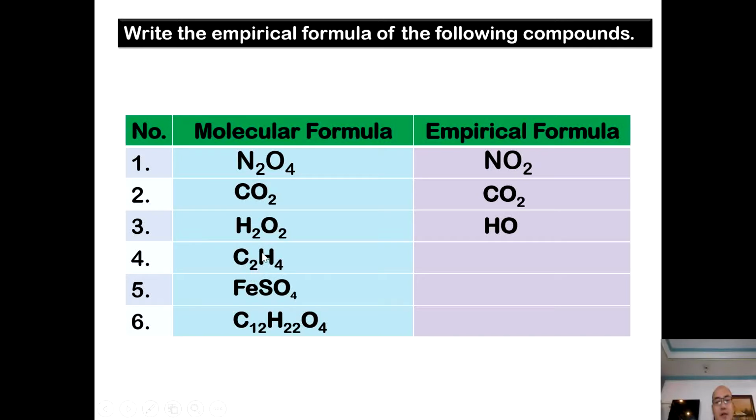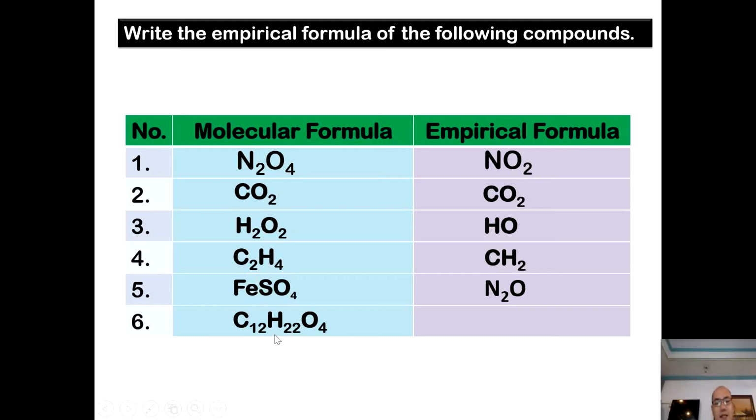The C2H4, this is what we call the ethene gas. Okay, so the greatest common factor between 2 and 4 is 2. Therefore, the empirical formula is CH2. Okay, let's go to number 5. The ferrous sulfate, or iron(II) sulfate, has only one subscript. Therefore, there is no common factor. It means that this formula, rather, is also considered the empirical formula.